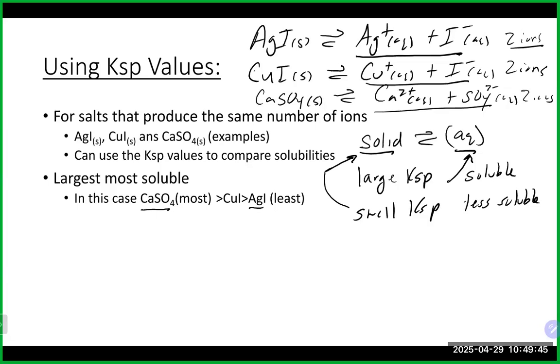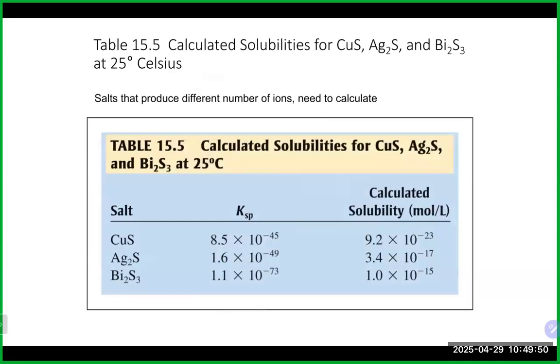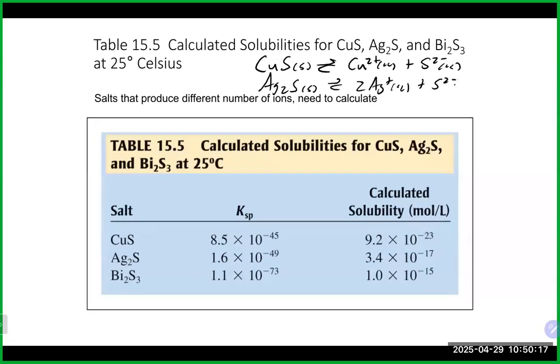Any questions about that? Now, what happens in a situation like this where we want to know about the solubility comparison of these? When we look at copper 2 sulfide and break it apart, we get a copper 2 ion and a sulfide ion. We look at silver sulfide. When that breaks apart, we get 2 silvers and a sulfide.